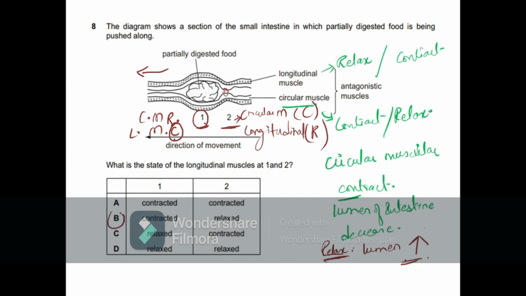So option number B is the right option, that at point 1 longitudinal muscles contract because circular muscles relax, and at point 2 longitudinal muscles relax because circular muscles contract. Okay, so option number B is the right option.